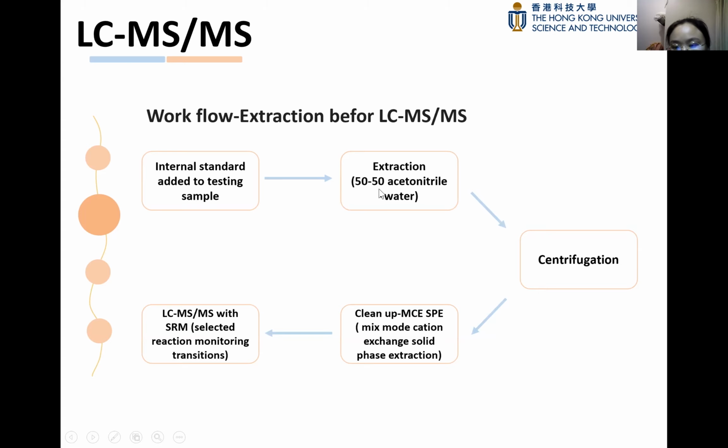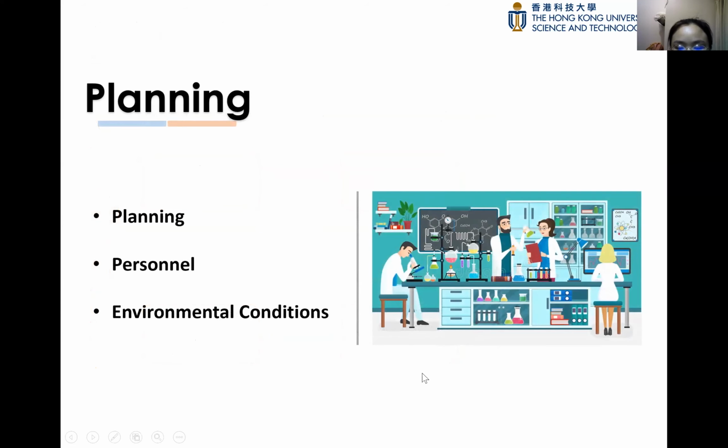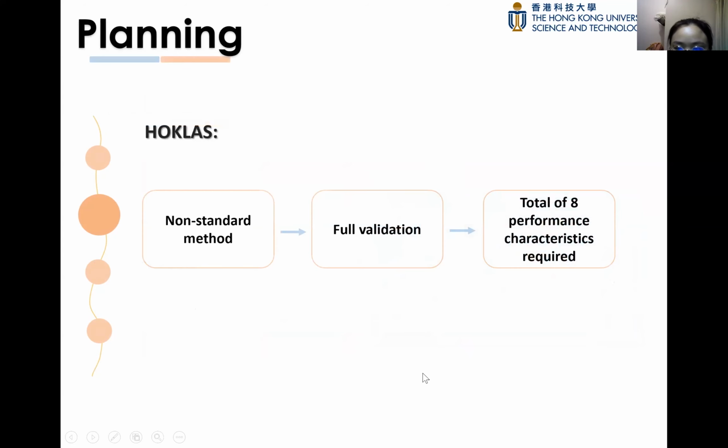Melamine will be extracted into 50-50 acetonitrile water solvent and cleaned up with mixed mode cation exchange solid phase extraction after centrifugation. Next part is about validation. According to the Hochfleisch, as this method is a non-standard method, it requires full validation, which means we need to validate all the 8 performance characteristics.